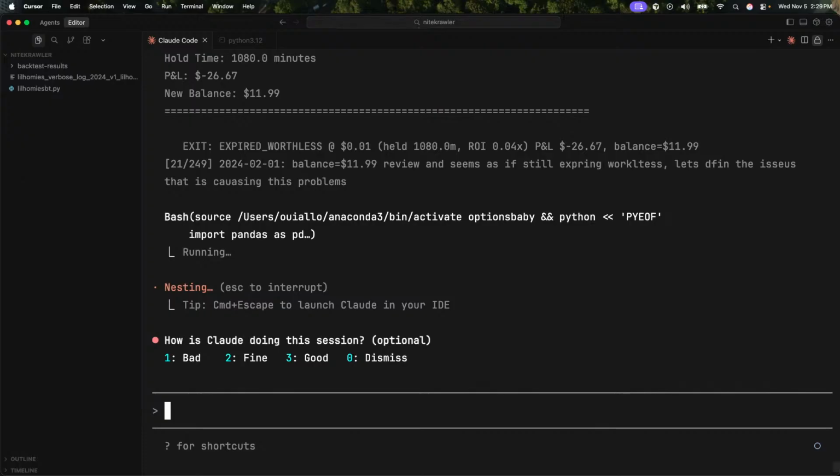Why are these options expiring worthless, fam? That's what we've got to get to the bottom of. Again, this seems like it's probably going to be a process. I'm not going to hold you.